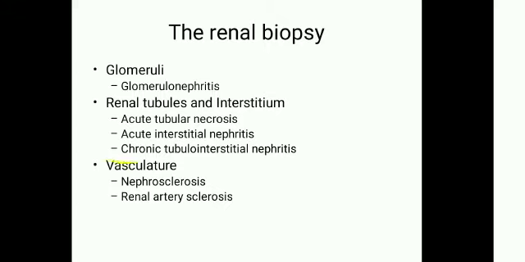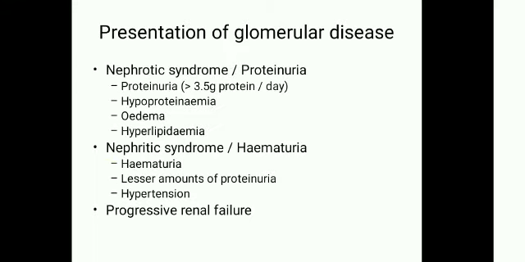Okay, so a few common terminologies you will have to understand before this chapter. That is nephrotic syndrome and nephritic syndrome. So what is this nephrotic and nephritic? Different features are there, like proteinuria more than 3.5 gram, hypoproteinemia, edema, and hyperlipidemia. These are the characteristic features of nephrotic syndrome.